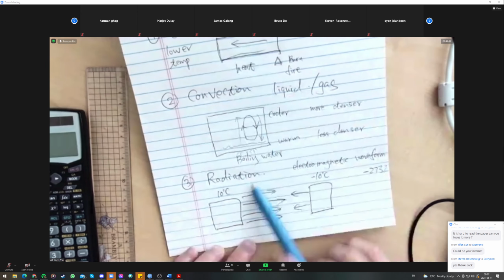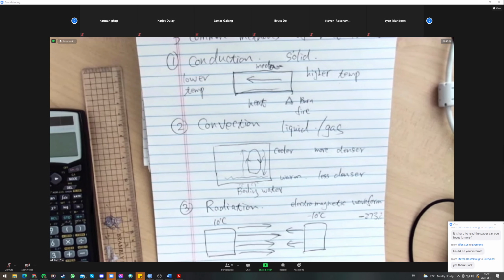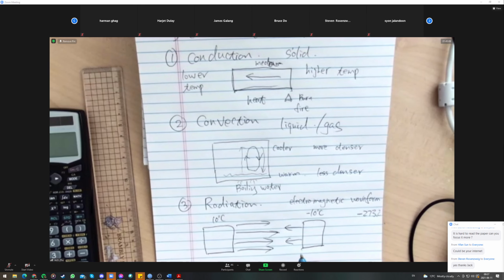So here are the three common methods for heat transfer. This is the thing you're not going to see on any PowerPoint or anywhere on the D2L, but it's probably going to be on your exam.